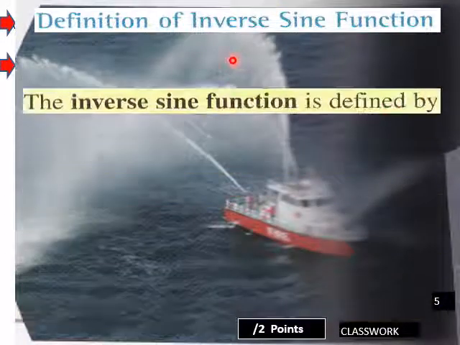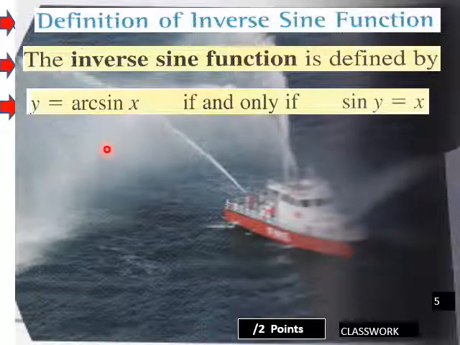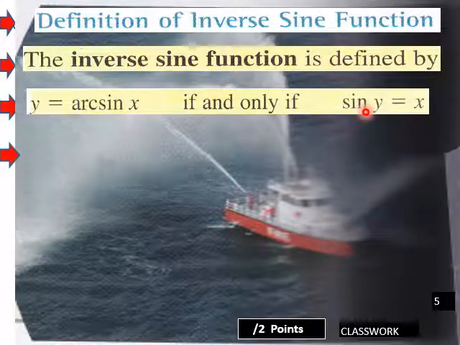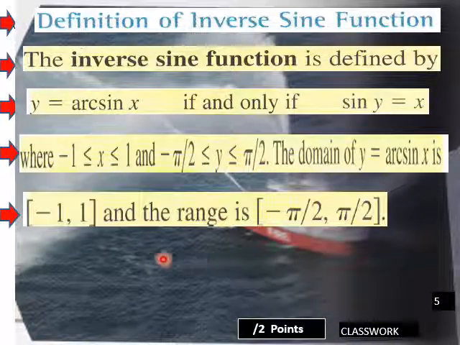So, definition of an inverse sine function. The inverse sine function is defined by y equals arcsine x if and only if sine y equals x, where negative 1 is less than or equal to x is less than or equal to 1, and negative pi over 2 is less than or equal to y less than or equal to pi over 2. The domain of y equals arcsine x is [negative 1, 1], and the range is [negative pi over 2, pi over 2].